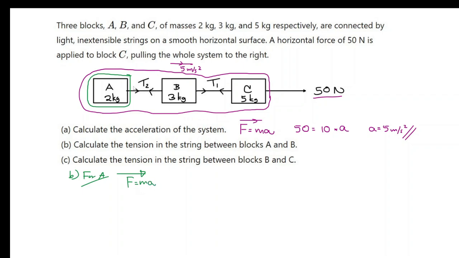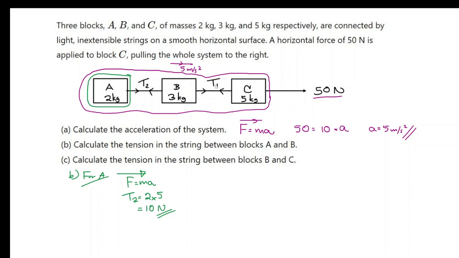Now, if I consider this one, I can see the whole system is inside. The only force acting on that particular mass is T2. So the force is T2, mass is 2, acceleration of the whole system is 5. So that will be 10 newtons. Part C: calculate the tension in the string between blocks B and C, or T1.